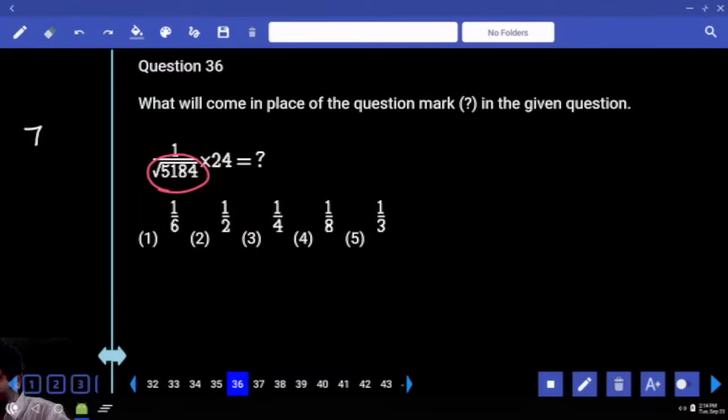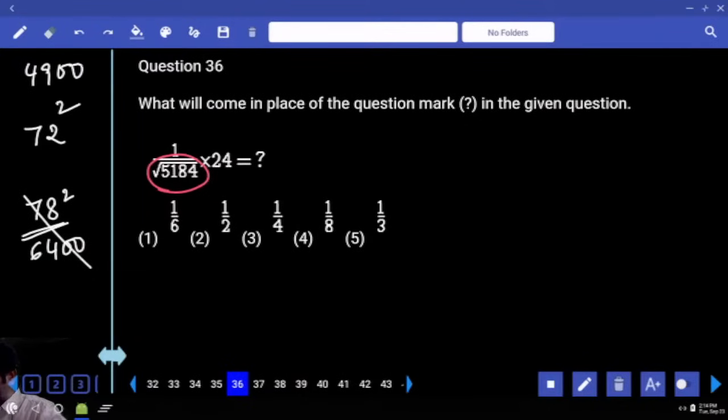And last digit verification, ending with 4. So 2 square ends with 4 or 8 square also ends with 4. 78 square is close to 80. 80 square is 6400. If our under root value is close to 6400, we will go with 78. But it is close to 4900, which is 70 square. Right? So it has to be 72.